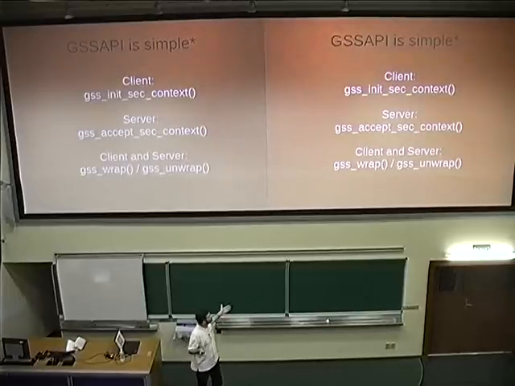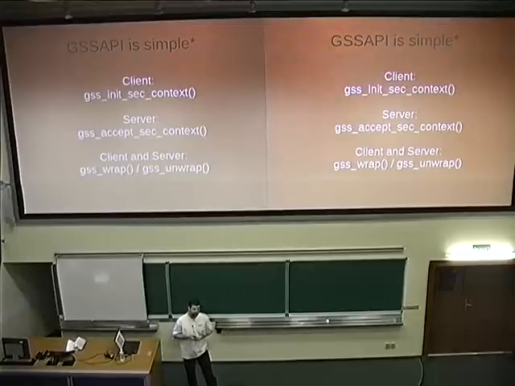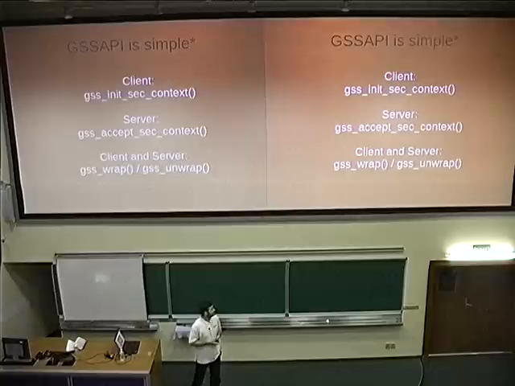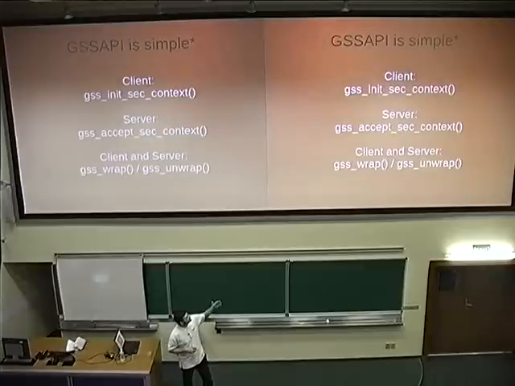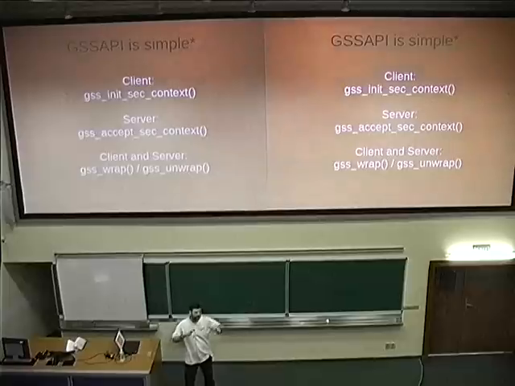So if these functions succeed, the authentication has happened. There are, of course, other functions if you want to inspect what happened in the authentication, if you have special properties, but those are not really fundamental. And so after authentication, if you want to transmit data securely, you can use those two functions on both sides.